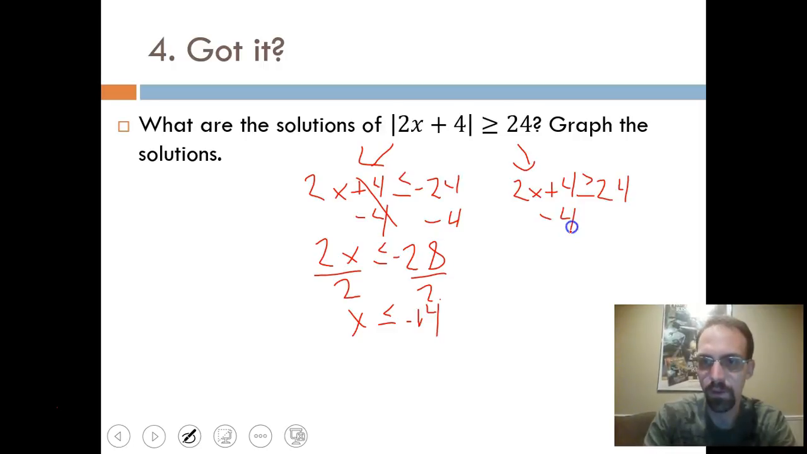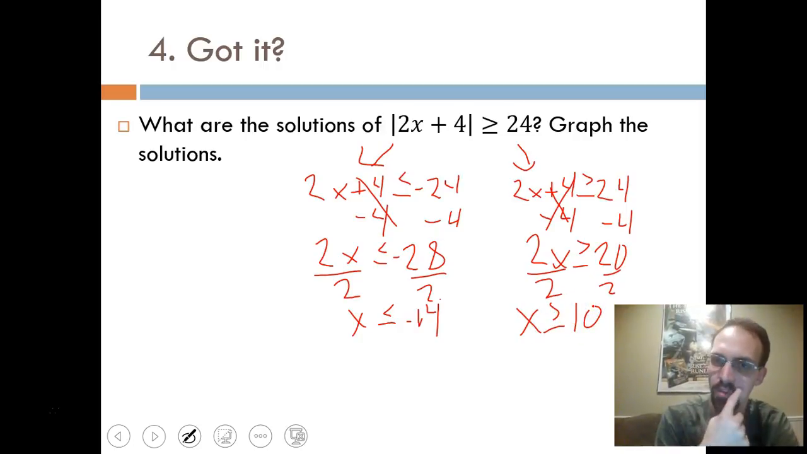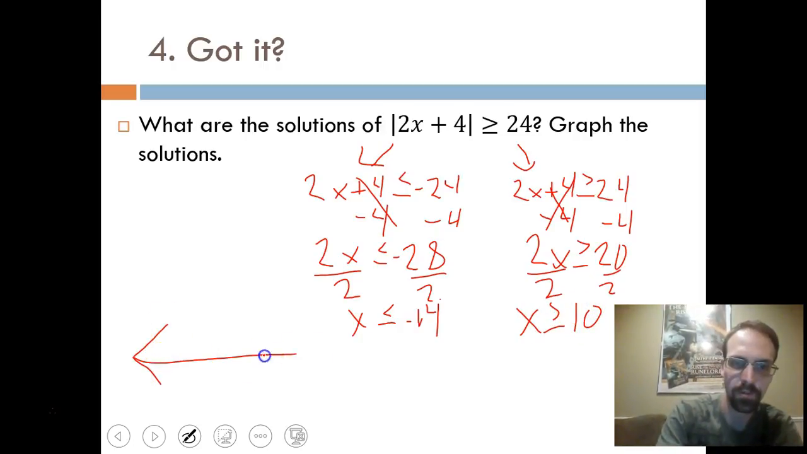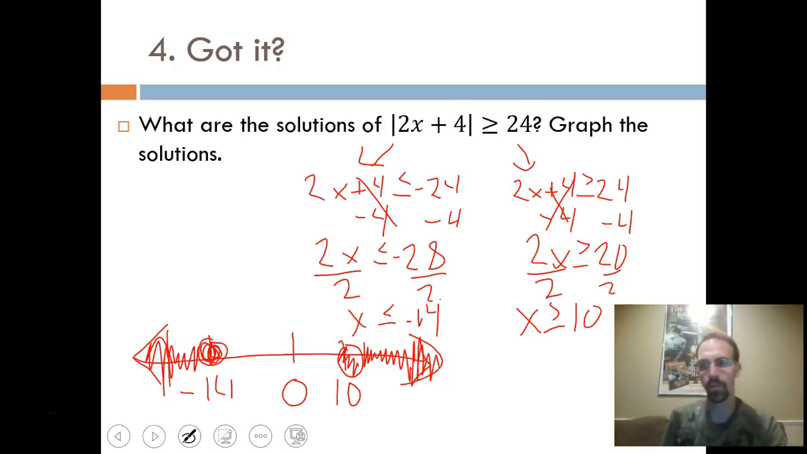And on this side, I'm also going to subtract 4 on both sides. And I get 2x is greater than or equal to 20. Then divide by 2. And I get x is greater than or equal to 10. So those should be my two numbers when you graph it on your number line. Negative 14, 0, 10. These are closed dots, and they shade away. These are OR inequalities. There you go. Hopefully we agree.